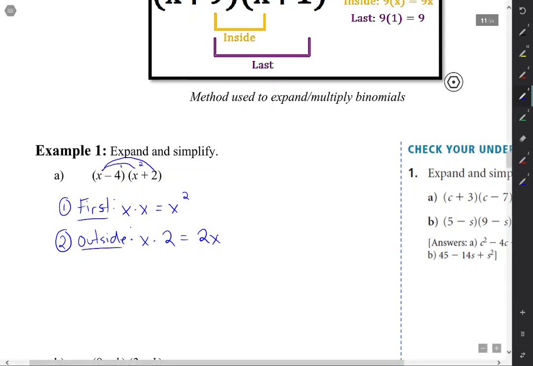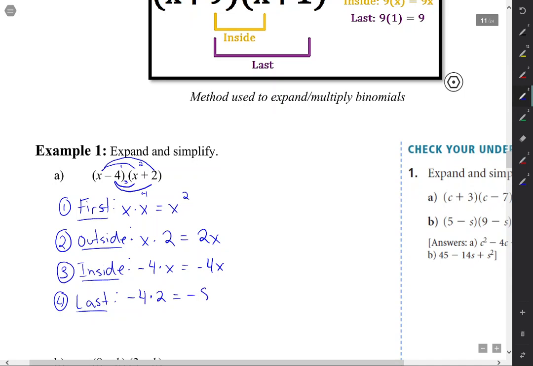Now we'll continue with the inside terms, or the I in FOIL, which would be negative 4 times x, which would equal negative 4x. And finally, we're going to multiply the last terms, or in other words, negative 4 times 2. And that is equal to negative 8. So now we just multiplied both of these binomials, and this is going to be our final answer here. So let's actually write this as a polynomial.